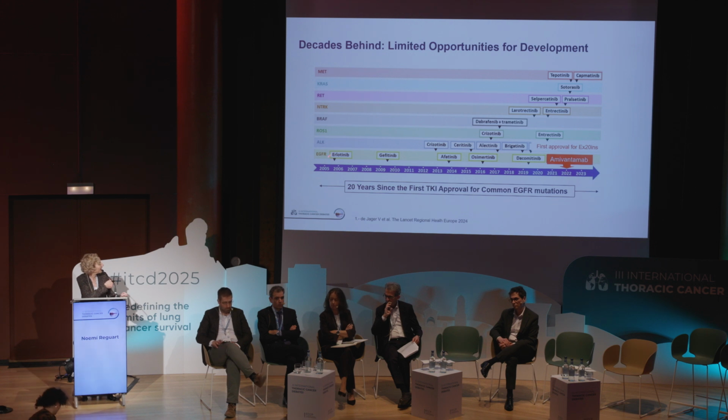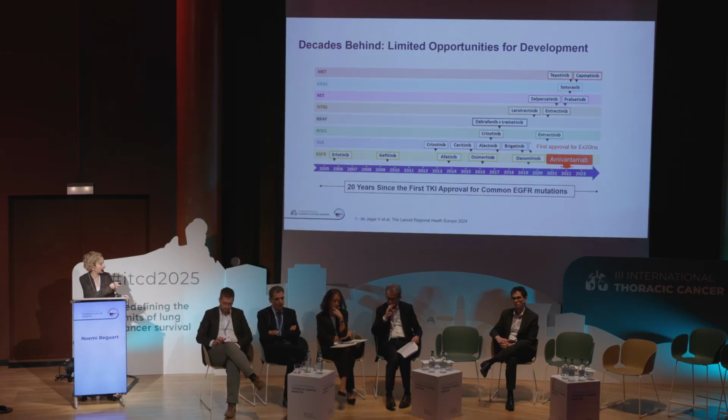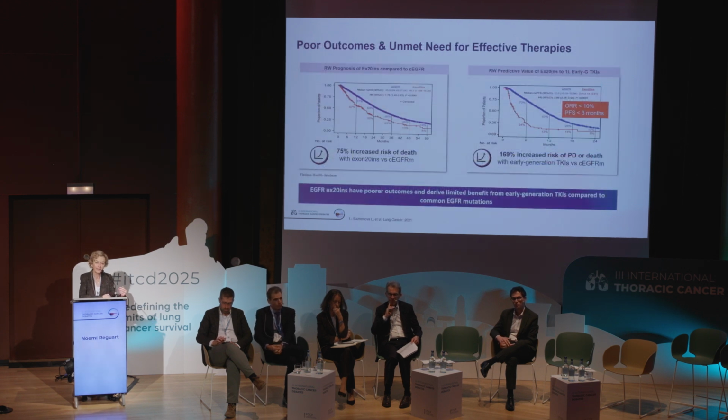And indeed, it took more than 20 years since the first approval for the common EGFR alteration to have a targeted drug approved. It was 2 years ago, for patients with exon 20 insertions. And that also explained this lack of developments for the last 20 years, why these patients have always been considered as patients with really poor prognosis.